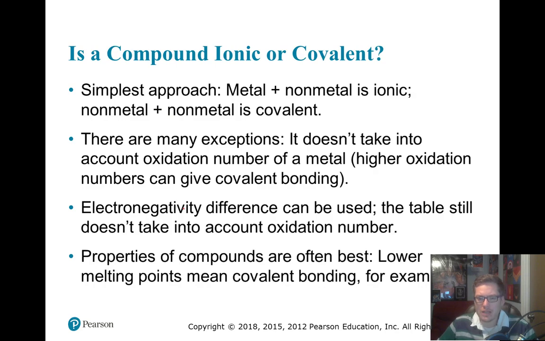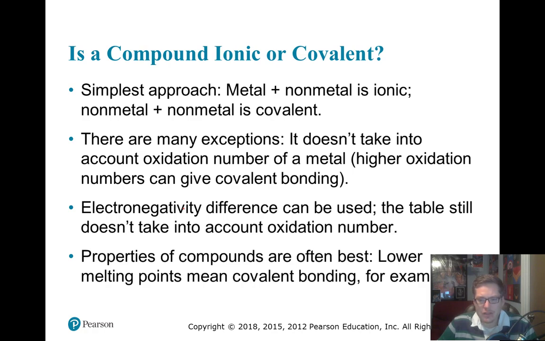Last little bit here is how to determine whether or not a compound is ionic or covalent. I primarily use the simplest approach, the first bullet point they list, and it hasn't really steered me wrong too much. It's simply a metal with a nonmetal is an ionic compound, and two nonmetals is a covalent compound. There are a couple of exceptions. Oxidation number can change things. If you're making a molecule with a very high oxidation number, especially with the metals in the p block, they can have covalent bonding, but it's pretty rare.